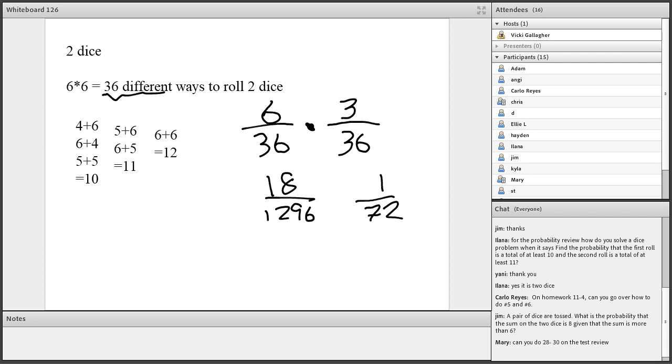Okay, and so that's how you would do that dice problem. Again, since we're rolling 2 dice at a time, it's a little bit different than our other dice problems that we've been doing, where we're only rolling 1 dice at a time. When you're only rolling 1 dice at a time, the denominator is always just going to be 6 because there are 6 sides to the dice.